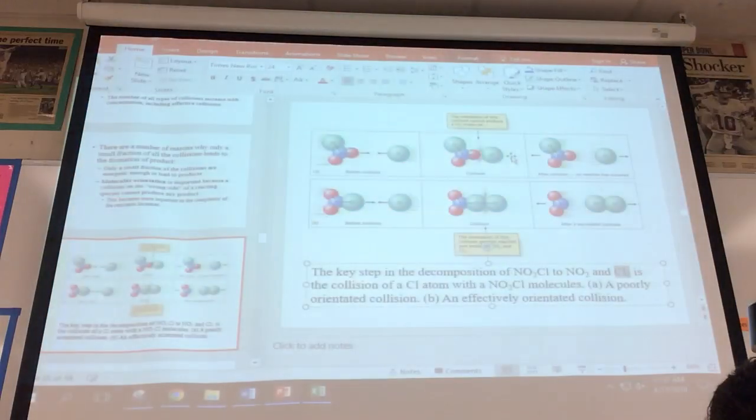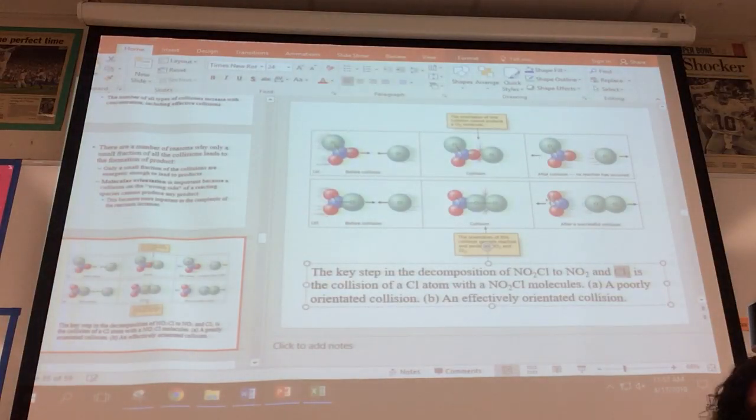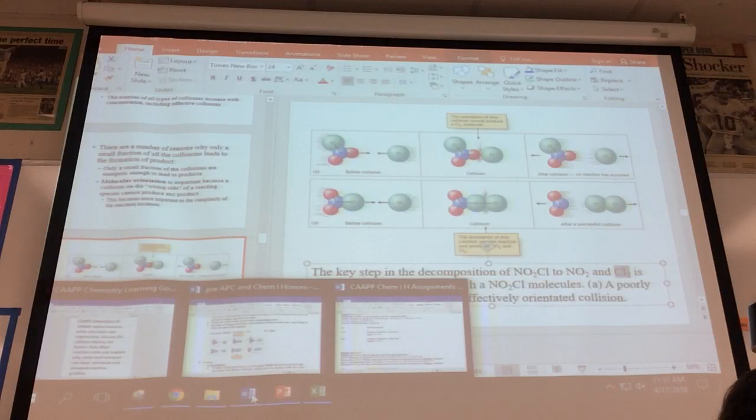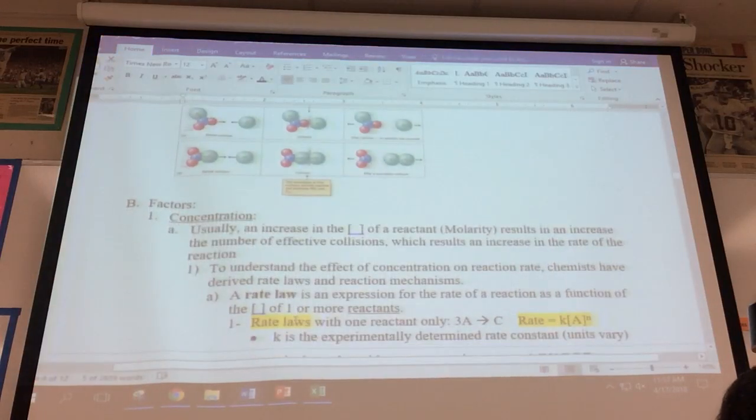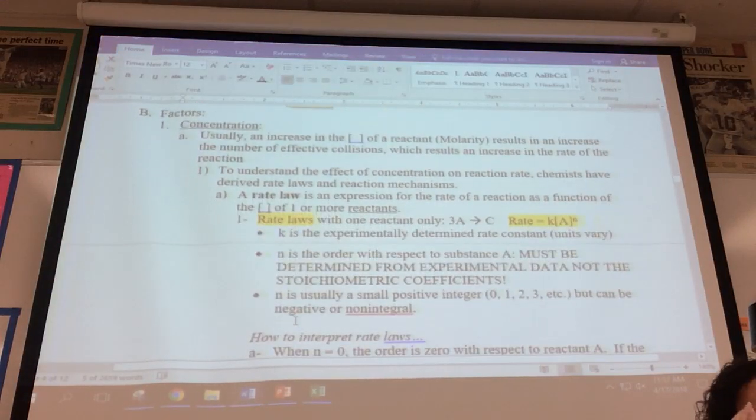But this is an unsuccessful collision, and this is a successful collision. Any factor that increases the likelihood of an effective collision will increase reaction rate. So one factor we said is concentration, and we mentioned, generally speaking, an increase in concentration increases the likelihood of an effective collision, hence an increase in reaction rate.